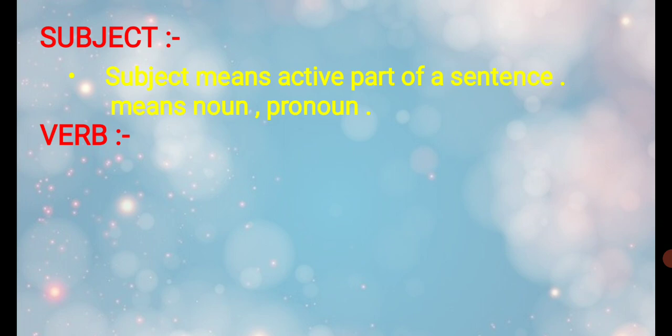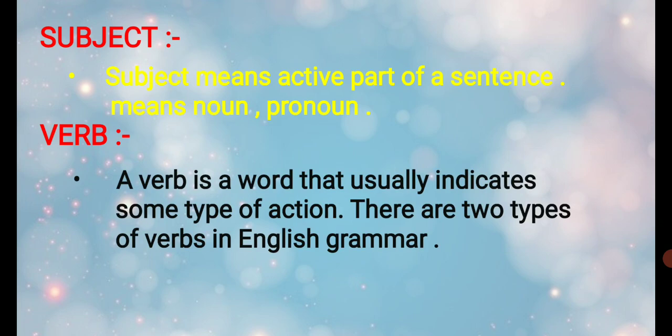Now what is the verb? As we know, we already learnt about the verb. Have you remembered what the verb is? A verb is an action word. It is a doing word. It shows us the action of the sentence, right? So a verb is a word that usually indicates some type of action. There are two types of verbs in English grammar. Which are they? We already learnt about it. Have you remembered which are they?